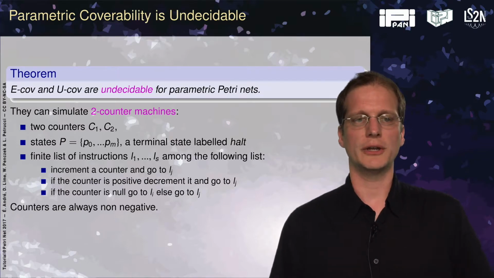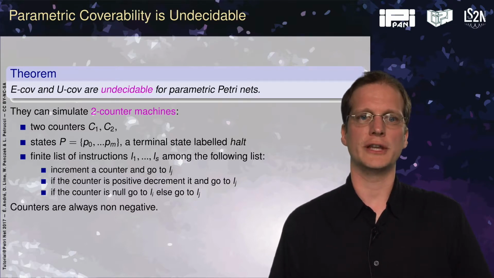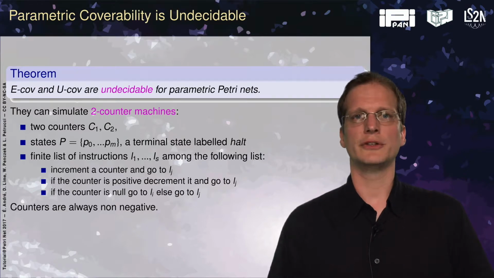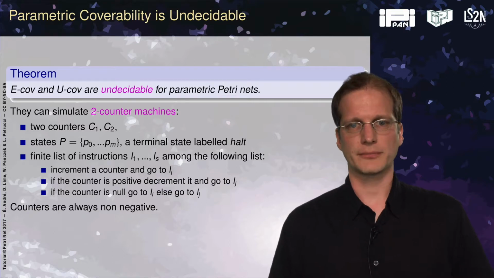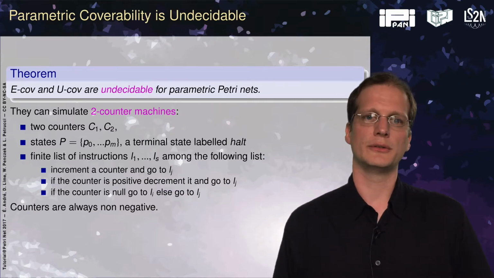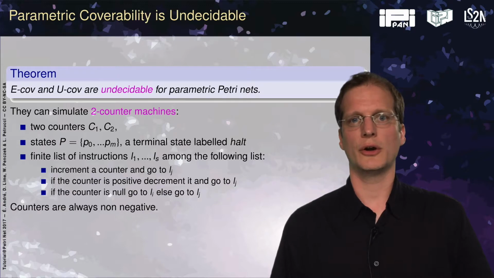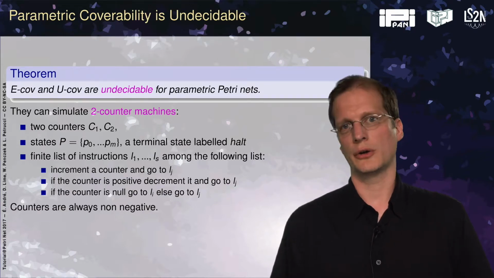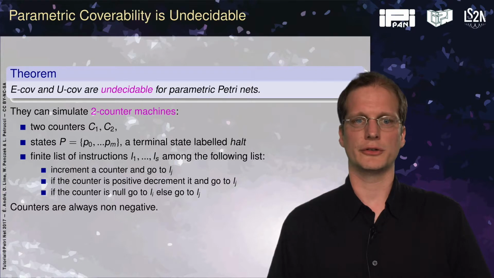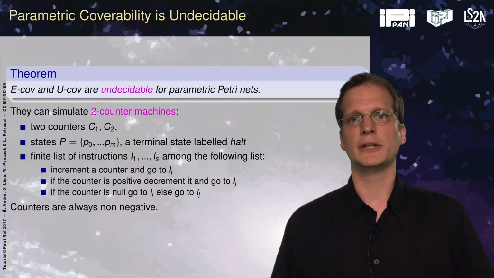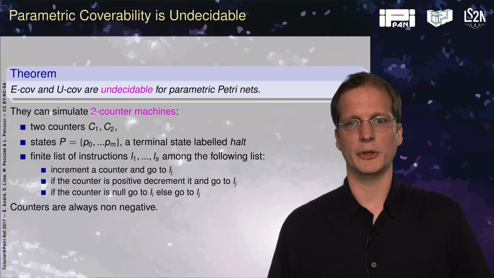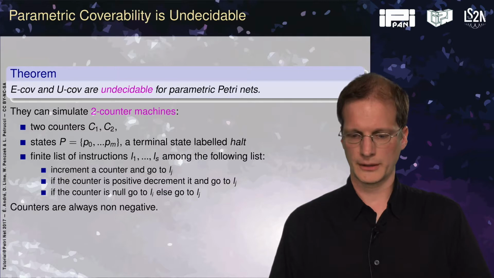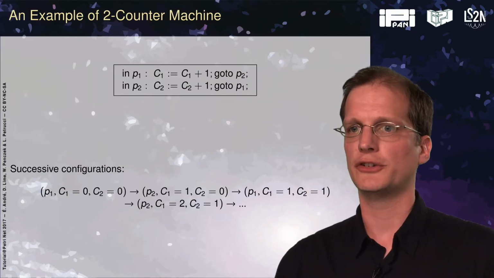Two-counter machines are simply a finite automaton with two counters, non-negative integers, and we have instructions which permit to go from one state to another, which can either increase the value of one of the counters, or test if it is 0, or decrement the value of a counter. Since the counters are non-negative, we expect that we have a test before every decrement to be sure that we do not reach a negative value. So we have a small example here of a machine.